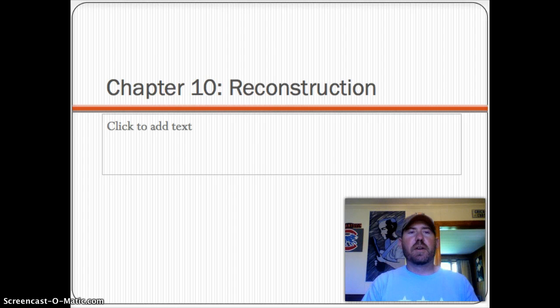All right, so rolling on to Chapter 10 and Reconstruction, obviously we're doing a serious disservice to the Civil War here, but for time purposes, we can only concentrate on the main events and really the lead up and the consequences of it, and Reconstruction is the big consequence that comes out of it.